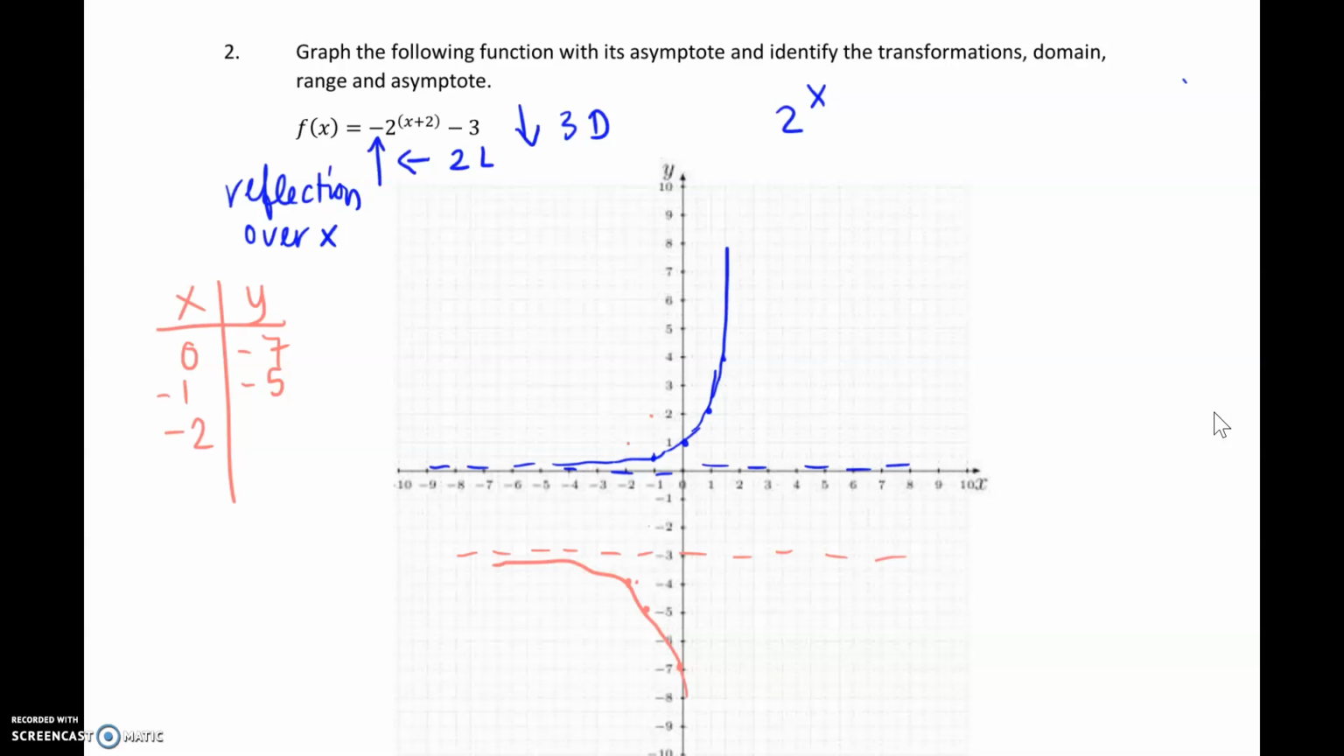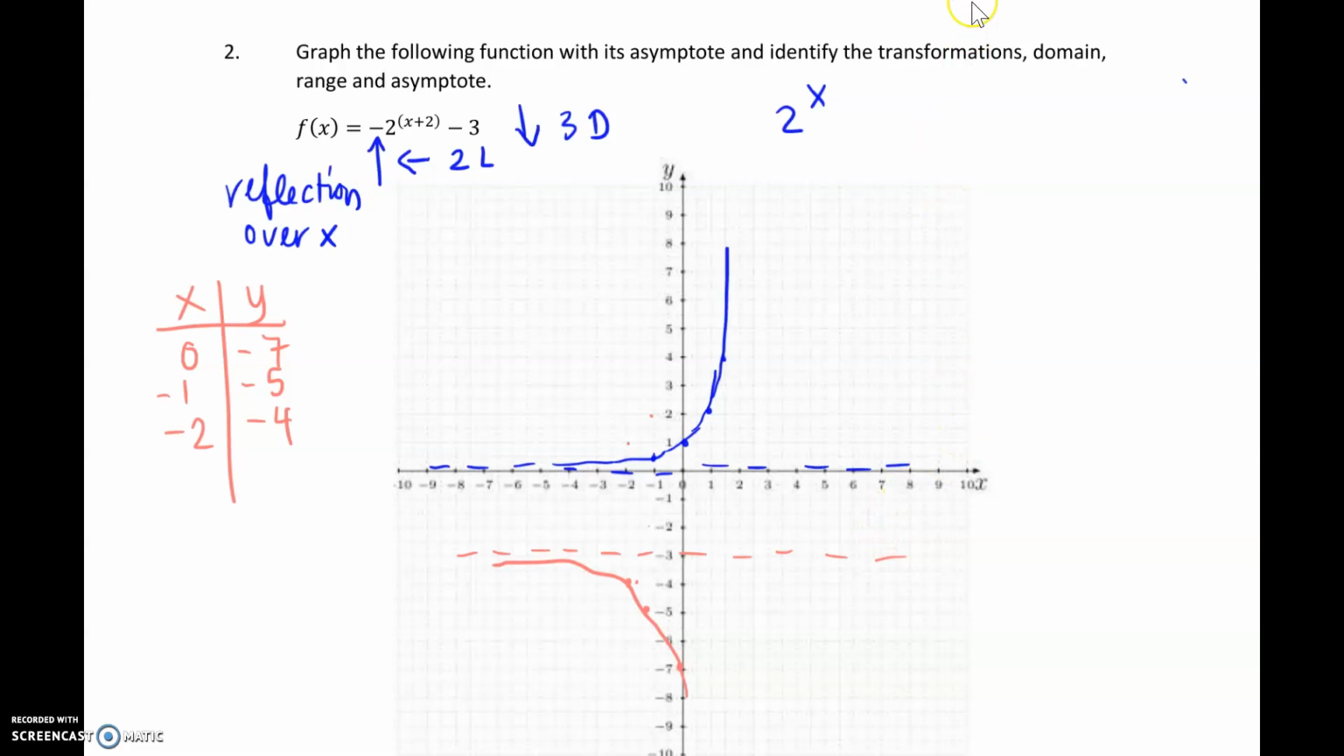And then our last point we graphed over here was for x equals -2. -2 plus 2 is 0. 2 to the 0 power is 1. Make it negative, it becomes -1. -1 minus 3 is -4. So here are 3 points, and whether we're using the original points and transforming them, or we're simply plugging in new points, it gives us the same graph and the same numbers.